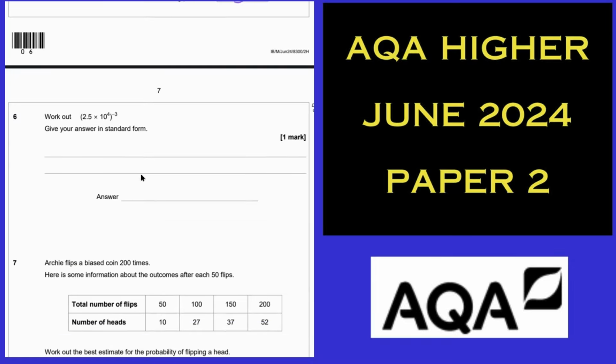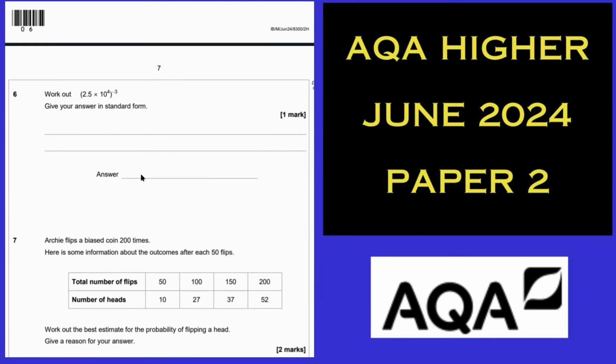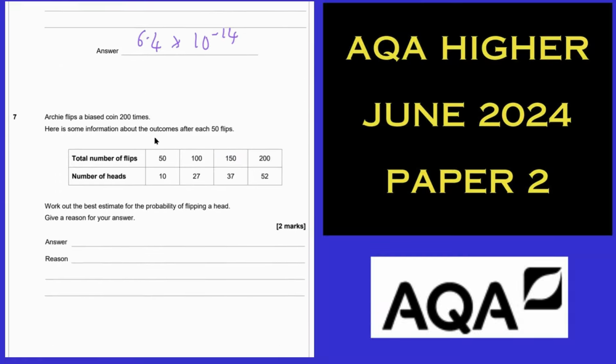Number 6, I would just say, people, you've got a calculator. Get it into your calculator. Mine did it all for me. It's probably why it's only worth 1 mark. 6.4 times 10 to the -14. On we go. Number 7.